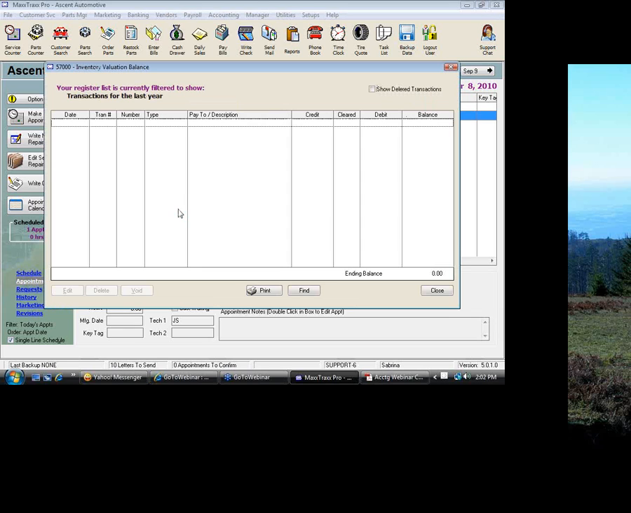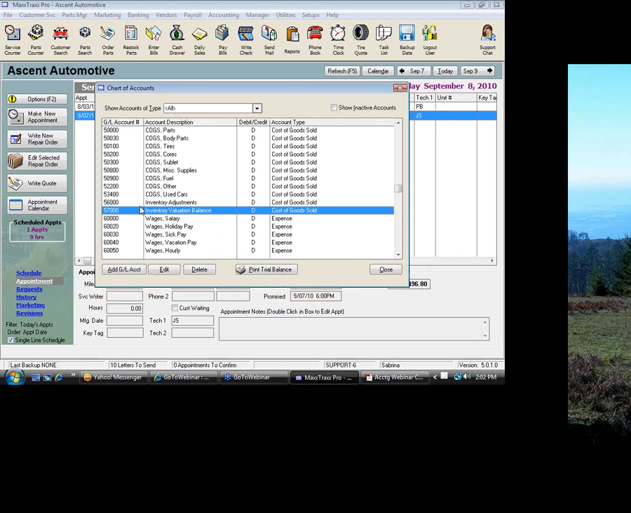Inventory valuation balance. I actually don't think I have anything in here. No, I don't. This is a system account that you probably never have to worry about, but the system does averaging when it does valuation of parts in stock, and if it gets off by a couple of cents, it often gets posted here. Most shops never even see anything happen. This is an automated account that you never have to worry about.